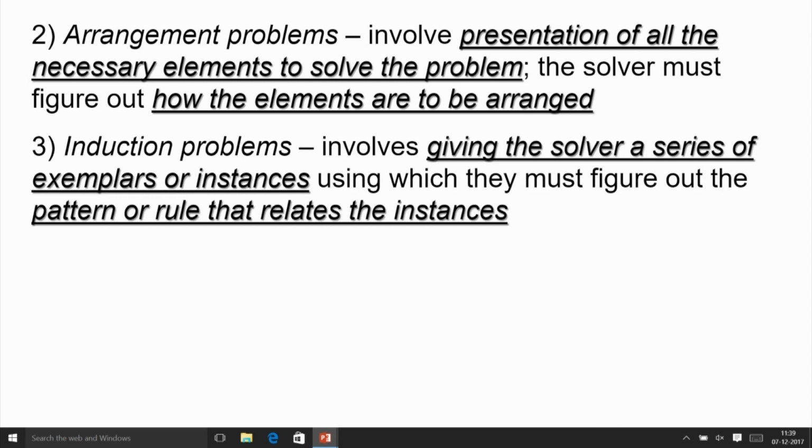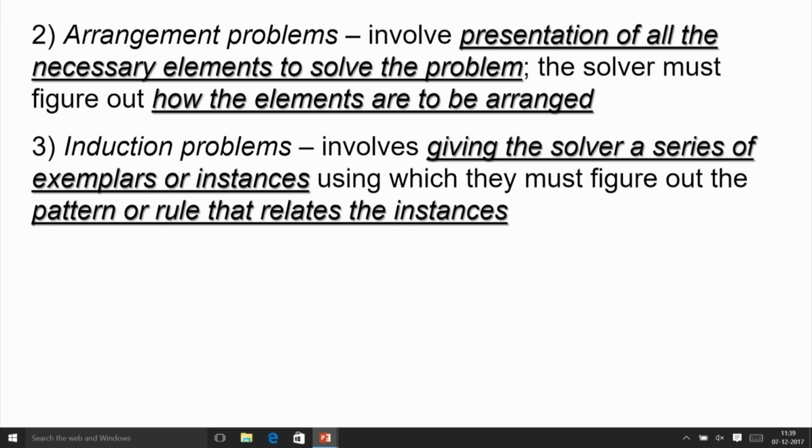The third type of problem, which Mann defined in his types of problem definition, is called the induction problem. And what is the induction problem? It involves giving the solver a series of exemplars or instances. So, it is basically forming an analogy and solving the problem by analogy. A number of instances or exemplars are given to you, and using these you have to figure out the pattern or rule that relates the instances together.